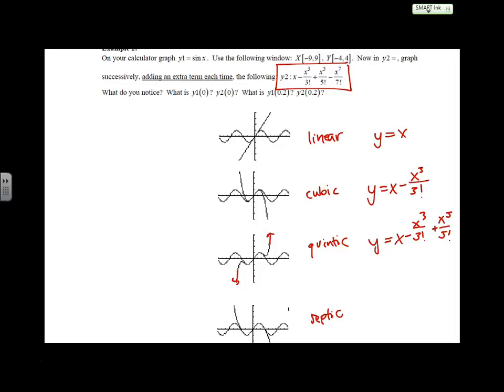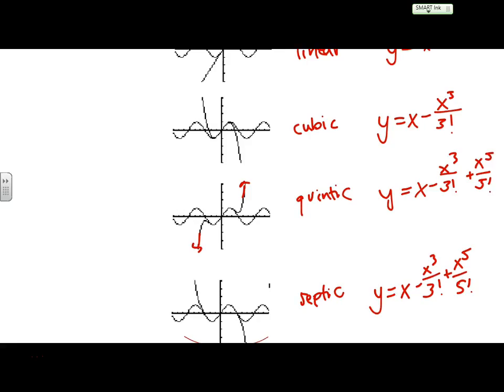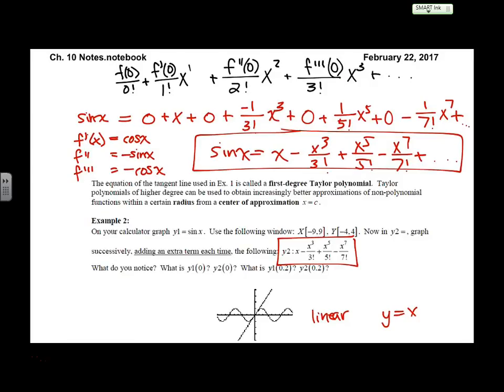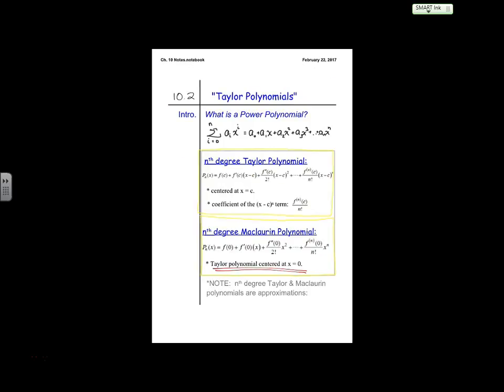And what you guys noticed yesterday is not only are they getting to be better and better approximations, but they're getting to be better and better approximations for, finish that statement, for longer and longer intervals. Does that make sense? For longer and longer intervals. Guess what? Sine being x minus x cubed over 3 factorial plus x to the 5th over 5 factorial minus x to the 7th over 7 factorial. I think that's something we should memorize, and we will.